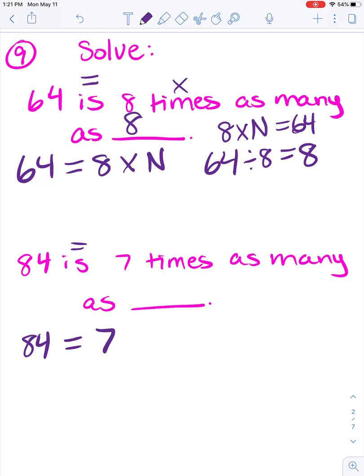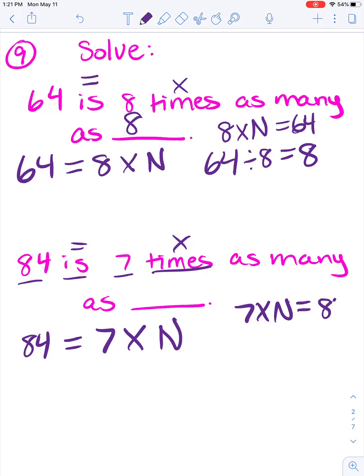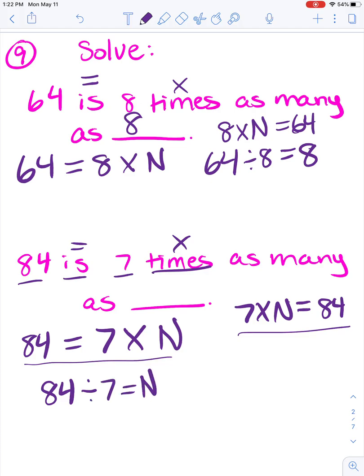Here, same thing. 84 means equals 7. So 84 equals 7 times what? Same kind of thing. Set it up the way that you like to see it. It means the exact same thing. We're just moving them on either side. Okay, again, I need to do my inverse operation. Inverse means opposite. Opposite of multiplication is division.